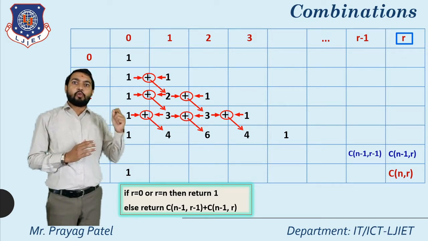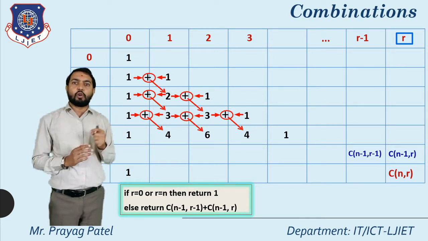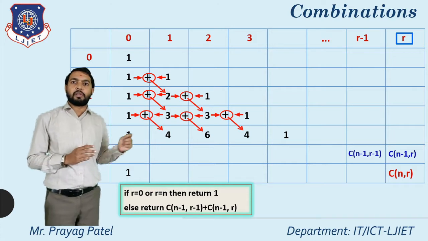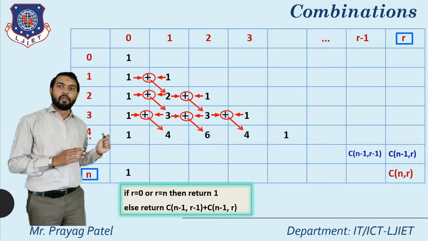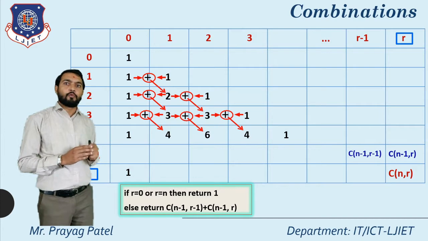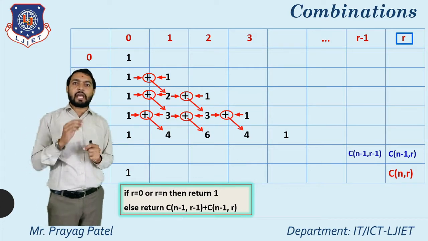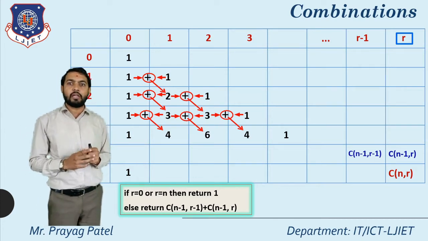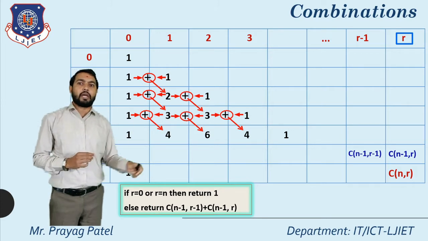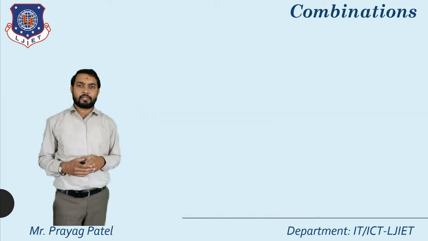In the same way, for the n minus 1 location, also this is the same value. That means here the value for the location 1, also the value for the location 3. That means the n minus 1 location's value is also n and the first location value is also n. Remember this point for the combinations.